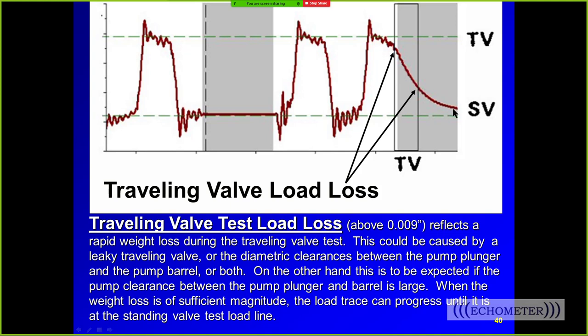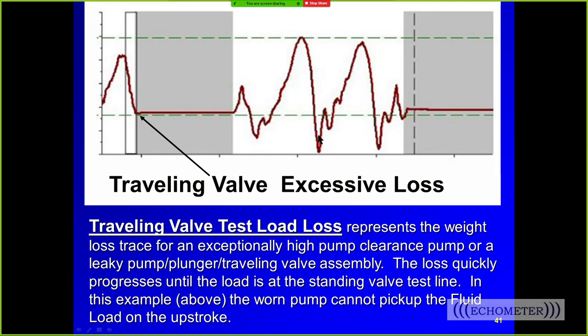This isn't a problem. This is just what the design is made, and this is how much loss in load you have over this 5-second time interval. This is a traveling valve test that shows the pump is worn out. When we try to pick up the load and immediately stop, the load leaks back off. So this is a very leaky, worn out pump.